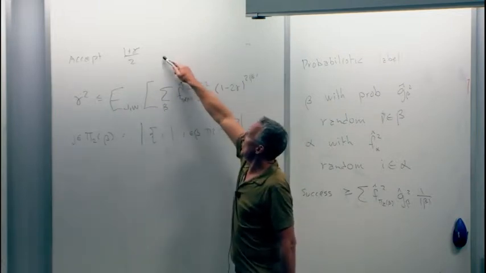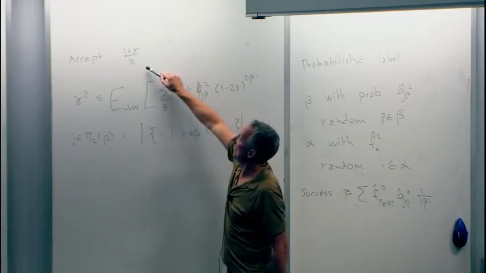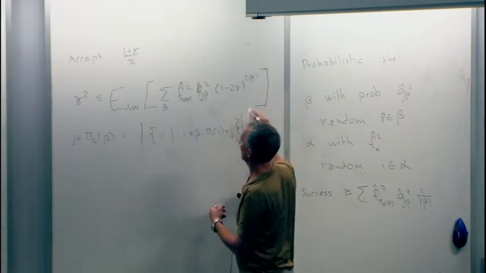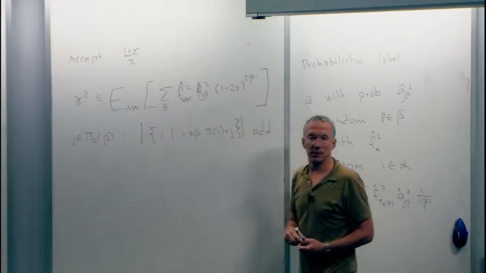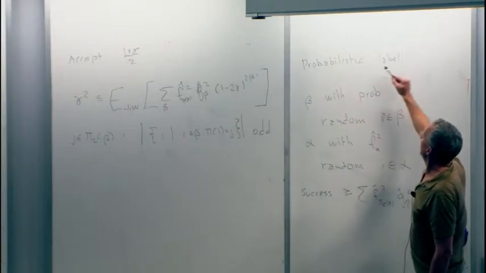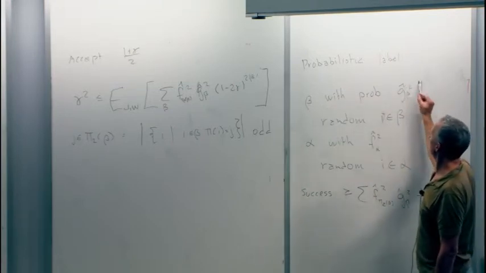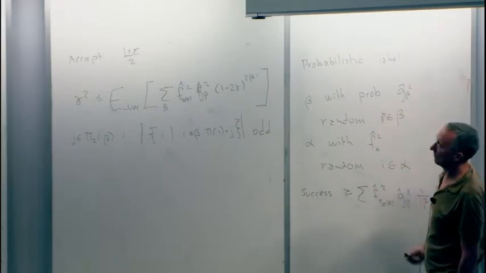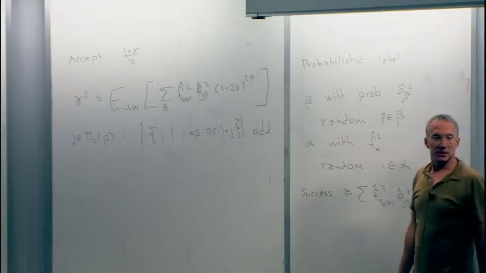And then we just did some manipulations of Fourier coefficients to prove that if the acceptance was more than 1 plus gamma over 2, then in fact gamma squared was smaller than this expected value. And here we use the notation pi 2, which are just the things with an odd number of pre-images under pi. And then we compare this to the probabilistic labeling, and the probabilistic labeling is just that you pick a random beta with the corresponding probability of the Fourier coefficient, and then a random element, and symmetrically for the labeling on the other side.